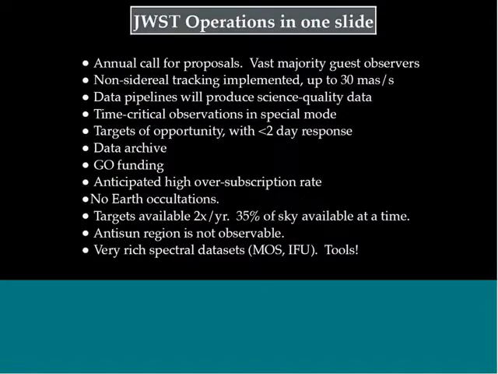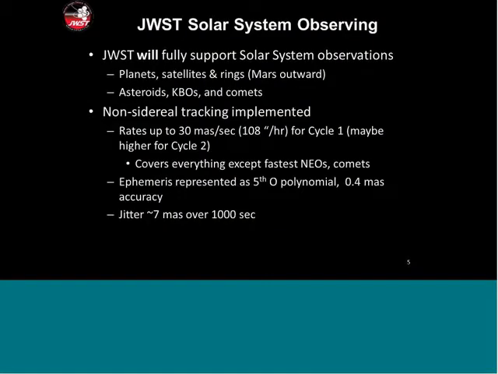I guess that's in another slide. I'll show you briefly why. And the anti-sun is not actually visible. With respect to solar system observations, we can do everything pretty much from Mars on out. So all the planets from Mars outward, their light, rings, and also almost all the small bodies in the solar system, including near asteroids, KBOs, and comets, at least at some point during their orbit.